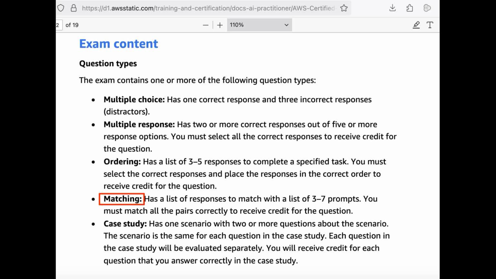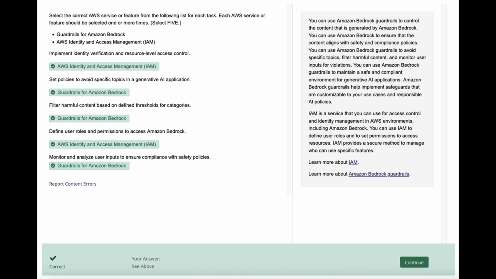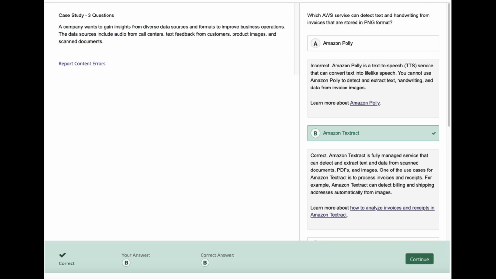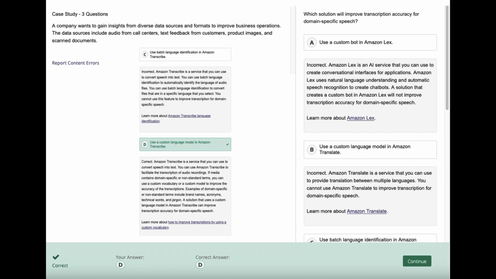The matching type question will have a list of responses to match with a list of 3 to 7 prompts. You must match all the pairs correctly to receive credit for the question. The case study type questions give one scenario with 2 or more questions about the scenario. The scenario is the same for each question. Each question will be evaluated separately, and you will receive credit for each question.